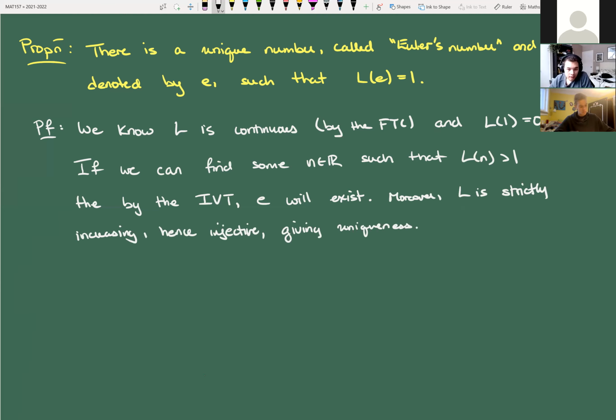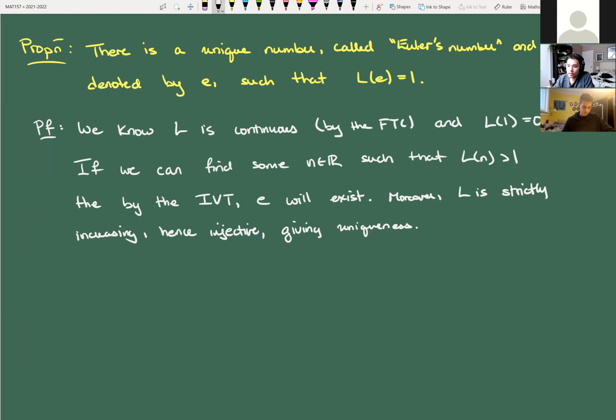Okay, so all we have to do is find some number that makes the function bigger than 1, but we said the function is strictly increasing. So probably if you just chose n to be really, really big and computed what L of n is, you could do it. The problem is that L, by virtue of how we've defined it, doesn't have an elementary antiderivative. So how the hell are we going to compute this thing, right? We can't use the fundamental theorem of calculus in order to evaluate this integral.